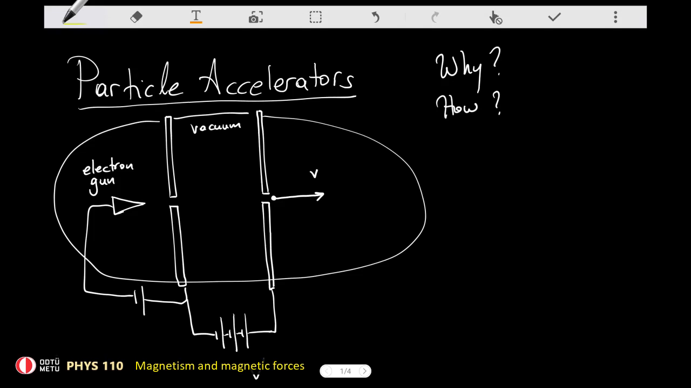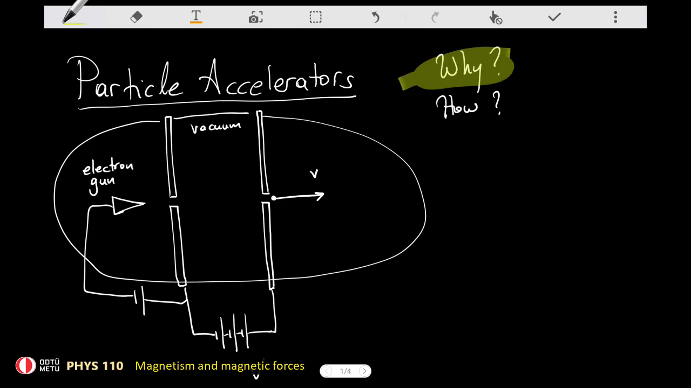Now, I would like to say a few things about particle accelerators. And in the meantime, I'm going to describe the working principles of the cyclotron. This is one of the types of accelerators that we use. But first, let me start with these simple questions. Why do we accelerate particles?